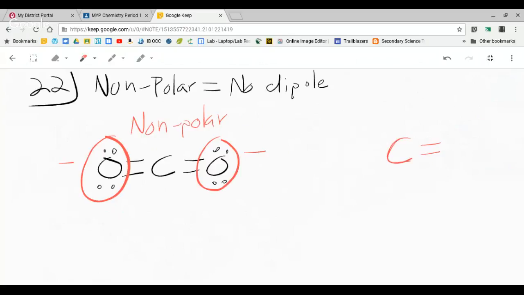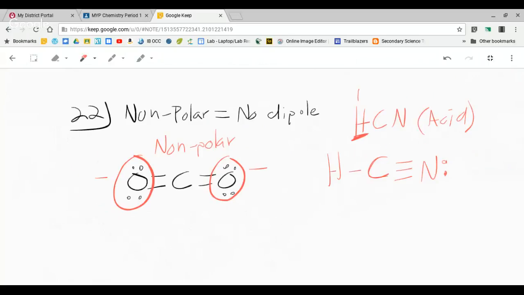HCN, which, based on the H being in the front, you should know is an acid. Because the H is right there in the front, that tells you it's an acid. This is called hydrocyanic acid, I think. Anyway, this is the proper structure for this acid, and then it has a couple electrons right here. You can double check that by looking at the valence electrons: 1 valence electron, 4 valence electrons, 5 valence electrons. Add all those up, it should have 9 valence electrons.